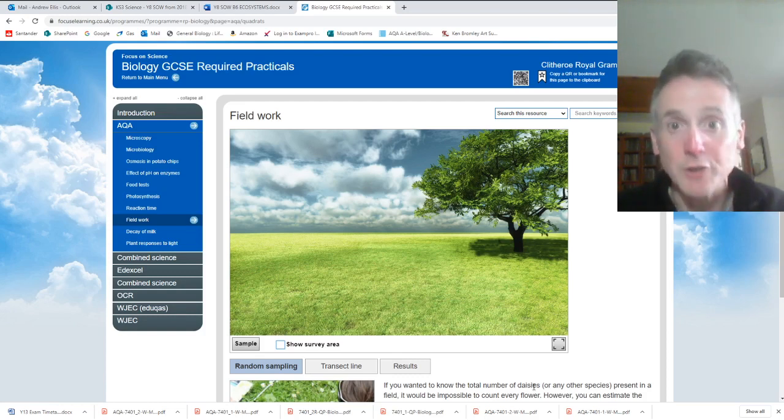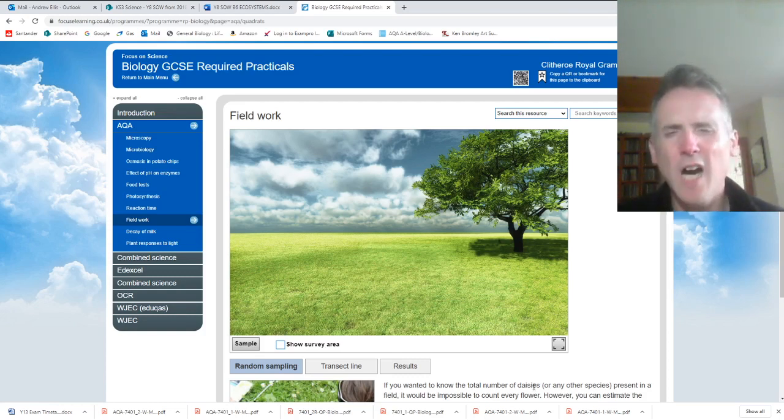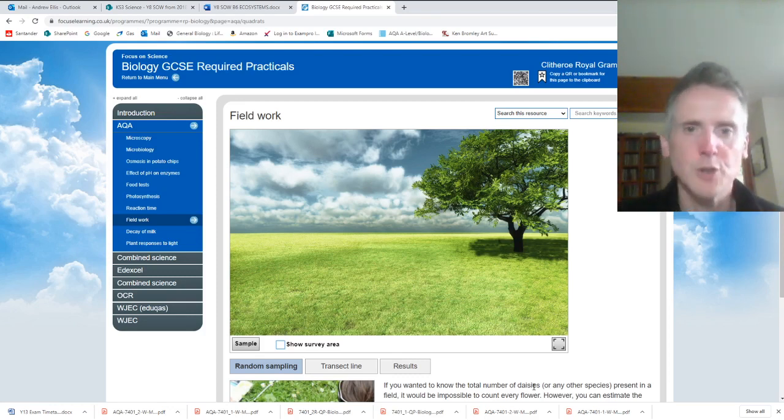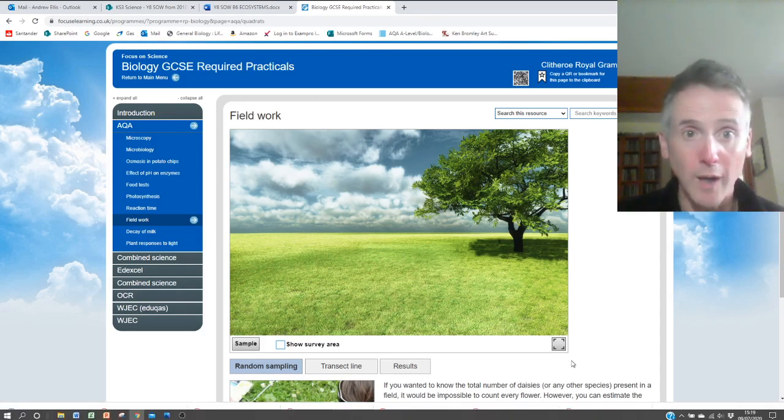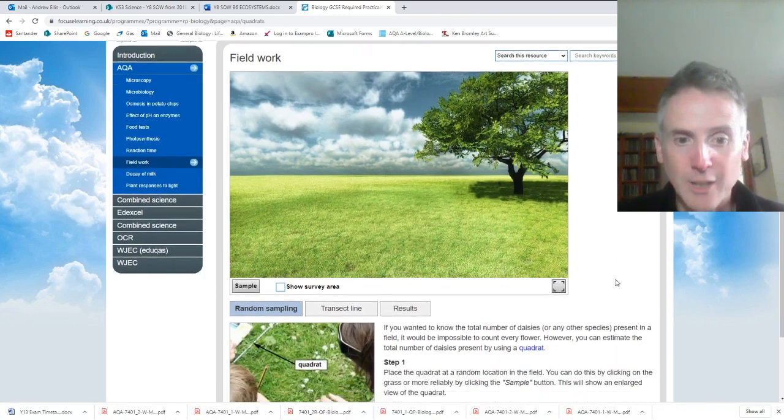So ecology, it's important. When we do it in school, it's like, why are we measuring the number of daisies in a field? It seems kind of pointless. Well, it isn't pointless. Well, it is kind of pointless in school, but you're just learning a technique. So you're going to do something called random sampling, and you're going to use this software. I'll send you a link.